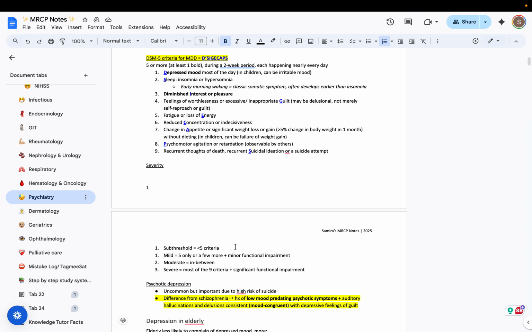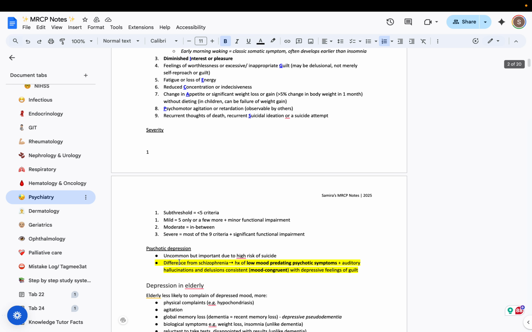Now, severity. If it's 5 or a few more plus minor functional impairment, it is mild, and most of the 9 plus significant functional impairment is severe. Moderate is in between. There is another type, which is psychotic depression. It's uncommon, but it has a high risk of suicide. How to differentiate from schizophrenia is that the low mood is before the psychotic symptoms appear, and the delusions and the hallucinations are mood congruent, meaning that they are depressive.